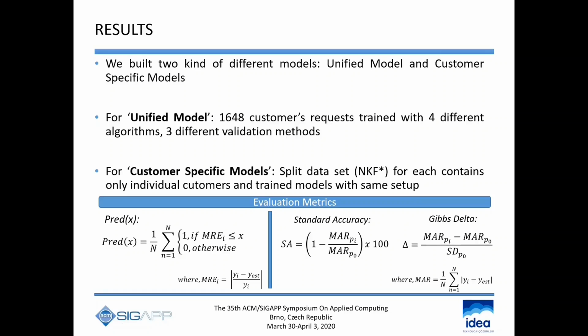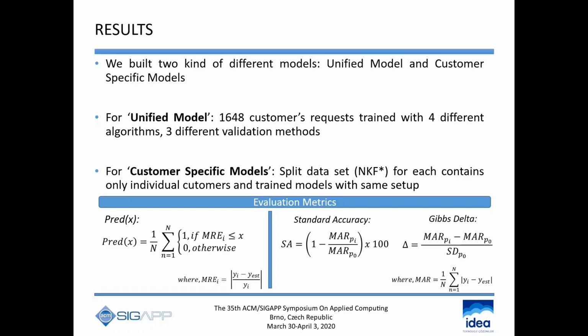For the random guessing strategy, the effort value of a randomly selected sample from the dataset is considered as the prediction result. We also used Gibbs delta, which shows how much better our prediction model is than random guessing, where STP0 is the sample standard deviation of the random guessing. The delta value is exactly equivalent to the z-score of a normal distribution, and it can be interpreted as how much the MAR PI value of effort estimation PI differs from the mean of the random guessing error distribution.